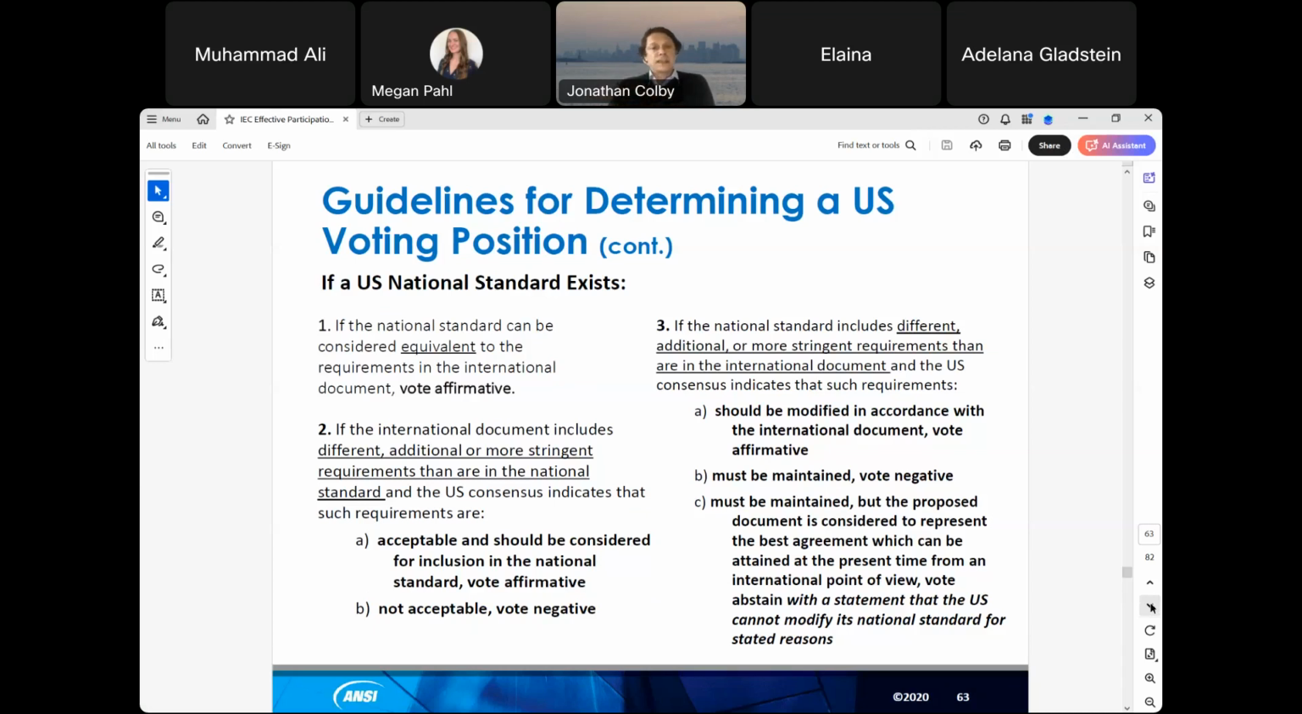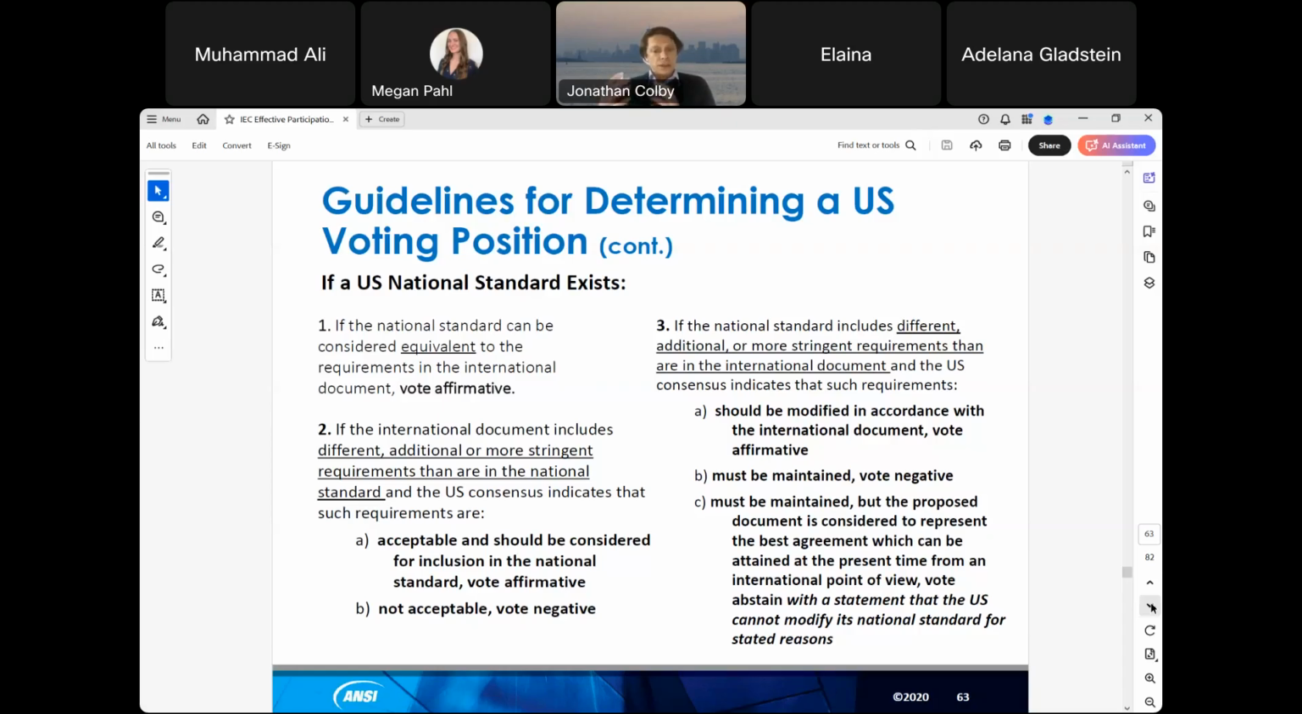Now, the flip of that is if the national standard includes different, additional or more stringent requirements than the international standard, and the U.S. consensus indicates that such requirements should be modified in the national standard in accordance with the international document, you're encouraged to vote affirmative. If those national stringent, different requirements must be maintained, you're encouraged to vote negative.